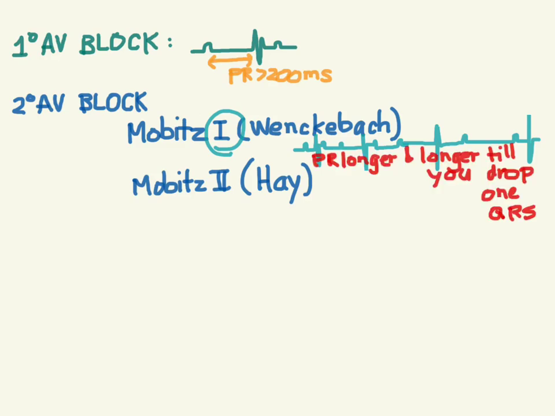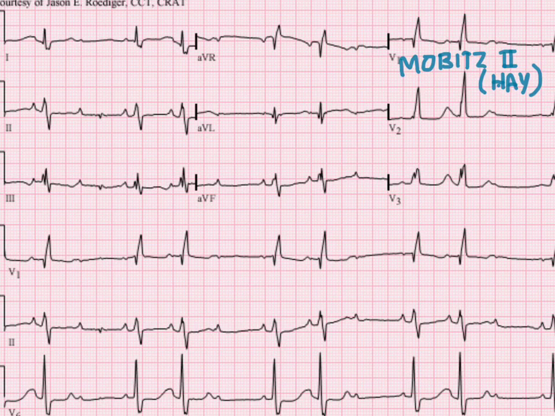And remember that we said a Mobitz type 1 was disease of the AV node. Mobitz type 2 tends to be disease of the conduction system, of the His-Purkinje system. And so this is an example of the Mobitz 2, or the Hay. So let's do the same thing we did on the previous one. Let's first mark all the P's on this one. P, P, P. We'll mark all of them that we find here.